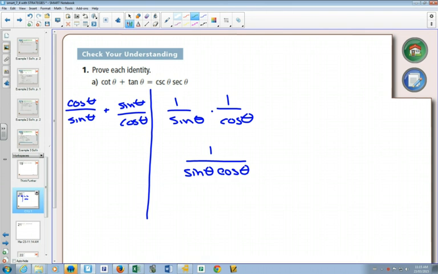So the work that you would show in this first one, I'd have to multiply the top and bottom by cos theta. In the second one, I'd have to multiply the top and bottom by sine theta to get my common denominator. So now I have a common denominator of sine theta cos theta. And you can write that on the bottom of your fraction right away, because now you can just add the tops. And on the top, I'm going to get cos squared plus sine squared.